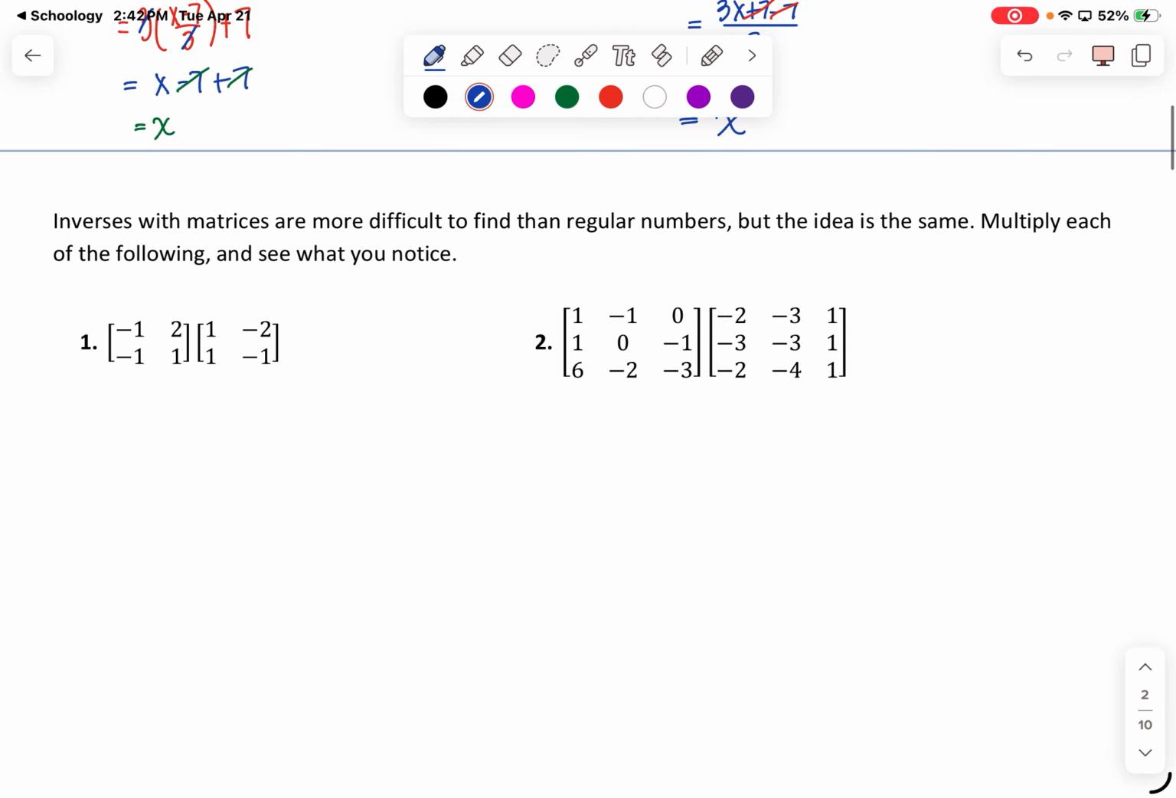All right, now let's get on to the topic of the day, matrices, the topic of the chapter, I should say. Here it says inverses with matrices are more difficult to find than with regular numbers. But the idea is the same. So you basically want to say, what do I have to multiply the matrix by to get the identity? And we know what the identity looks like from the next sets of notes. So these two are inverses of each other, okay? They are.